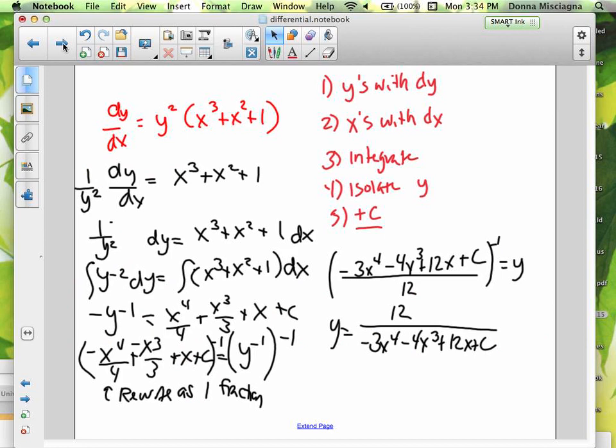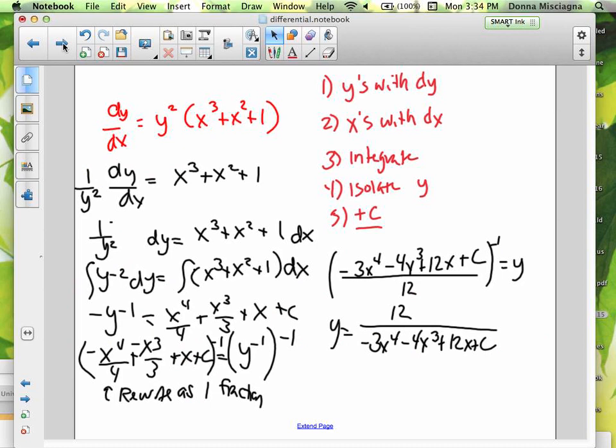And so here we have dy/dx equals y squared times (x cubed plus x squared plus 1). You just want to get the dy's and dx's together. So divide both sides by y squared. Now I've got 1 over y squared here. Multiply both sides by dx. And now we can just integrate.